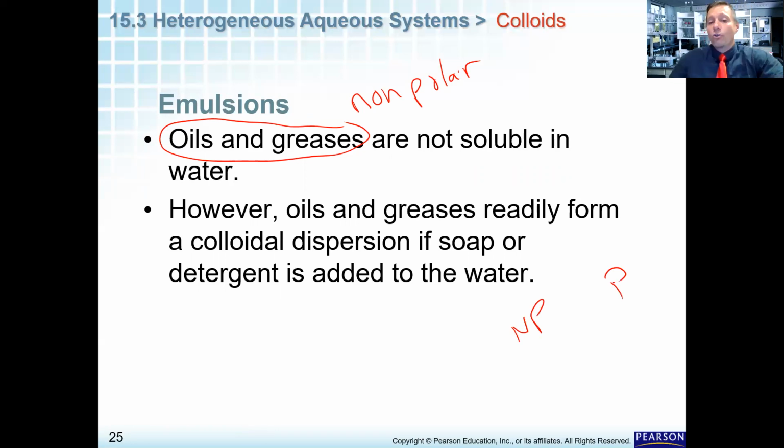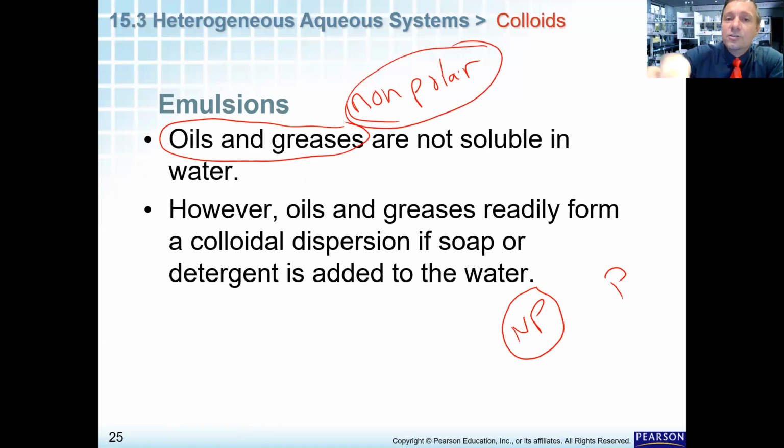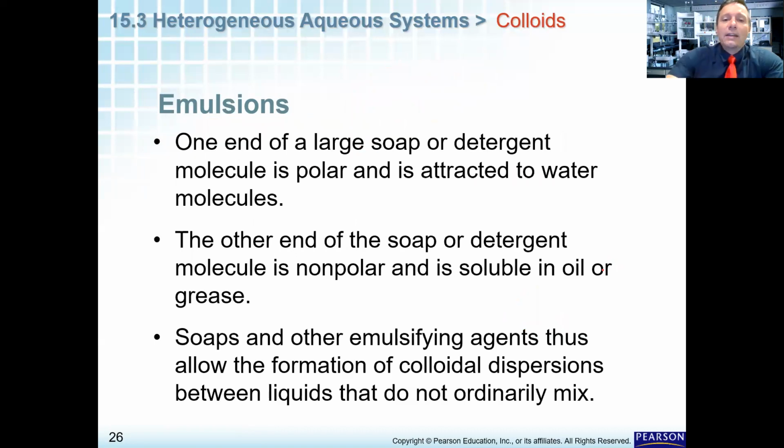So how does that work? This part here dissolves the nonpolar, like dissolves like. And because it's now dissolved within it and this side is polar, it allows it to immerse into the solution that you're talking about. So one end of the large soap is polar and is attracted to the water. The other end is nonpolar and soluble in the oil. So soaps and other emulsifying agents allow the formation of colloidal dispersions between liquids that do not ordinarily mix.